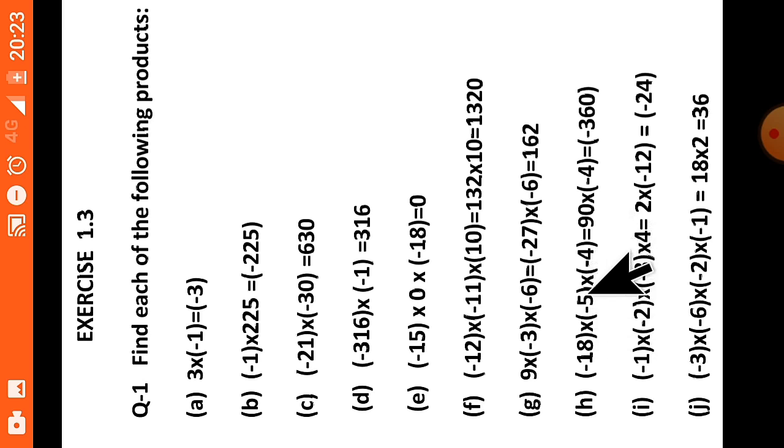Minus 18 into minus 5 into minus 4. Minus 18 into minus 5 is 90. 18 5s are 90. Minus minus will be plus and into minus 4 will be 90 into minus 4. 9 4s are 360. It will be minus 360 because plus minus will be minus.